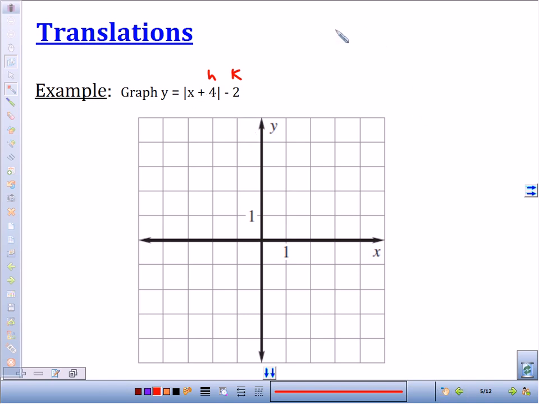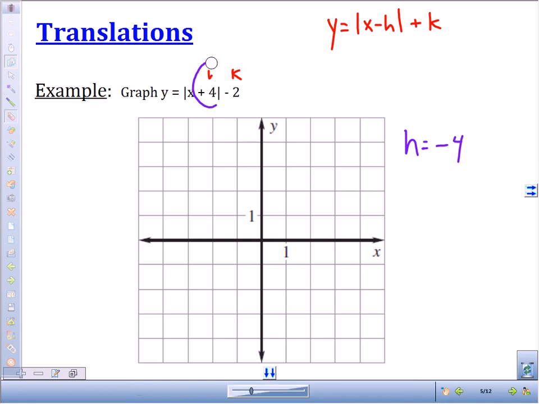Now, according to the formula that we had seen before, we have y equals the absolute value of x minus h, plus k. What that means for us is that anytime we're looking at h, we need to change the sign of the number in the equation, because our formula is minus h. That means our h value is not 4. We have to change the sign to make it negative 4. So h is negative 4.